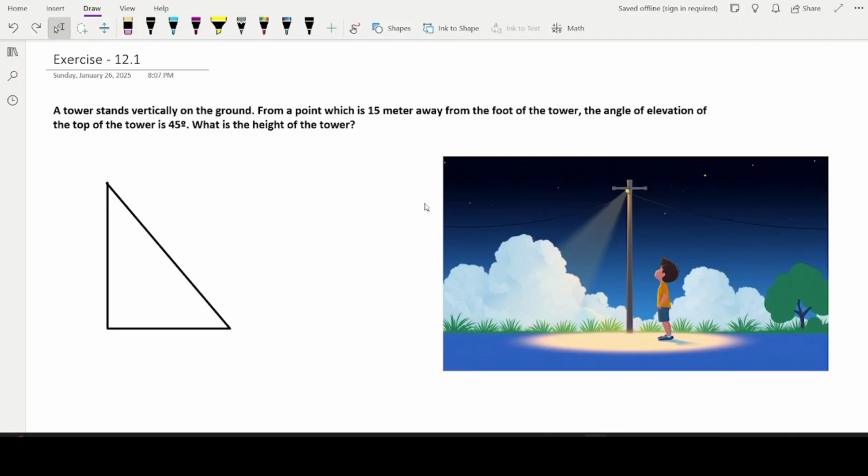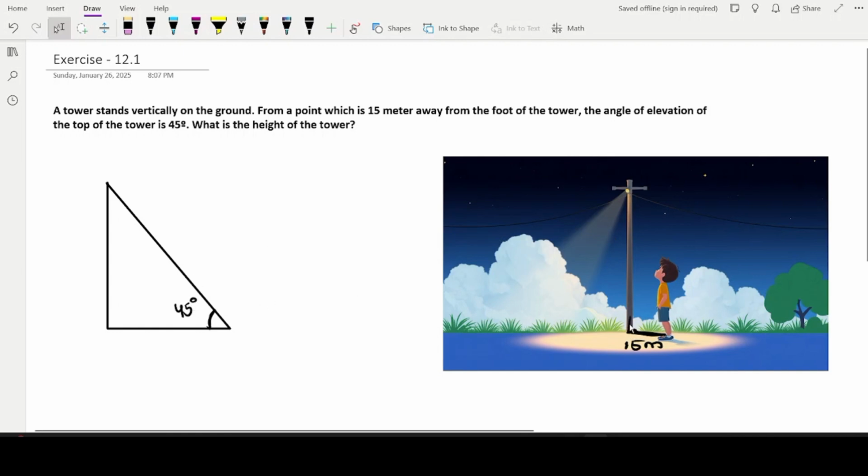Let us start the first exercise 12.1. A tower stands vertically on the ground. From a point which is 15 meters away from the foot of the tower, the angle of elevation of the top of the tower is given, as the person is looking towards the tower at an angle of 45 degrees.